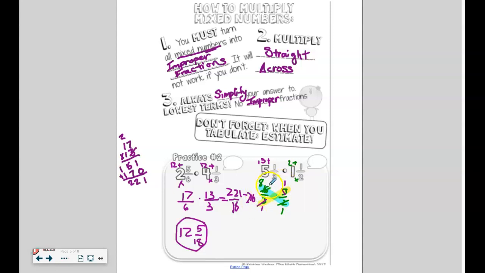Now we can multiply straight across. So we have 8 times 1 is 8. 1 times 1 is 1. So we have an improper fraction, so we take our numerator divided by our denominator. 8 divided by 1, we end up with 8 wholes. So our final answer would be 8.